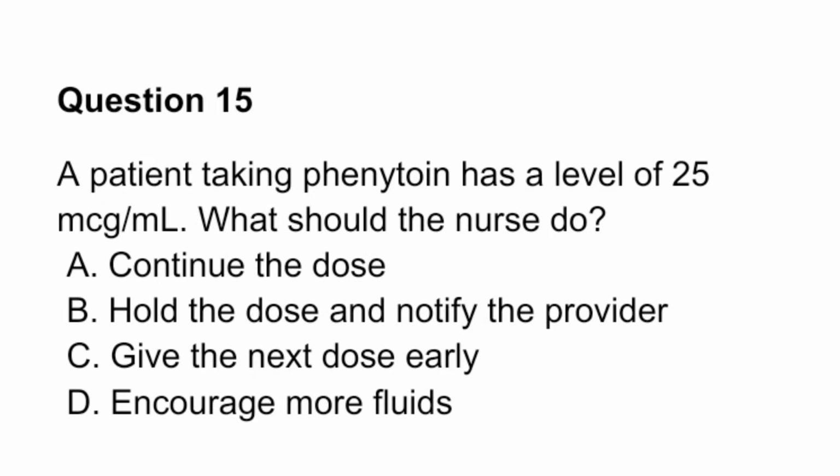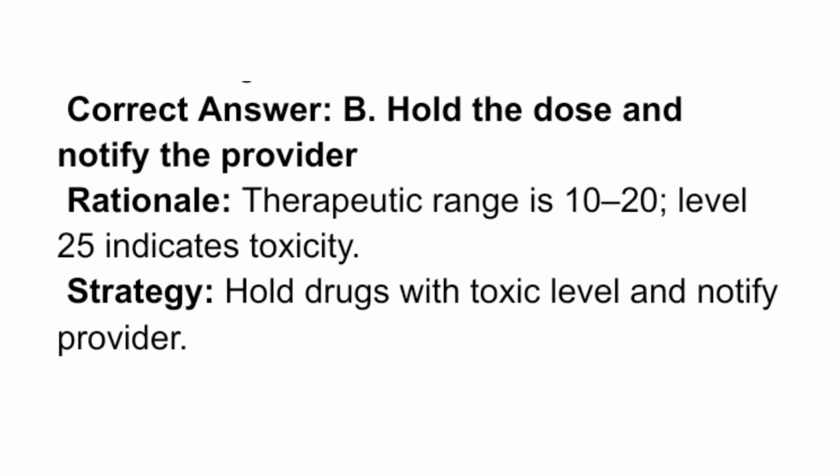Question 15. A patient taking phenytoin has a level of 25 micrograms per milliliter. What should the nurse do? A. Continue the dose. B. Hold the dose and notify the provider. C. Give the next dose early. D. Encourage more fluids. Correct answer: B. Hold the dose and notify the provider.